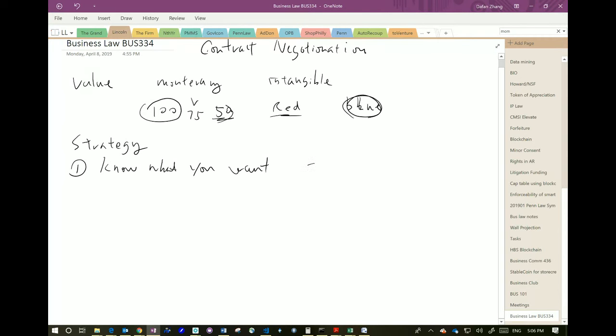For example, if the price of something is to be $1,000, but that's an arbitrary number, and the other side comes by and says, well, why is $1,000 good? Why couldn't we cut it down to 800?